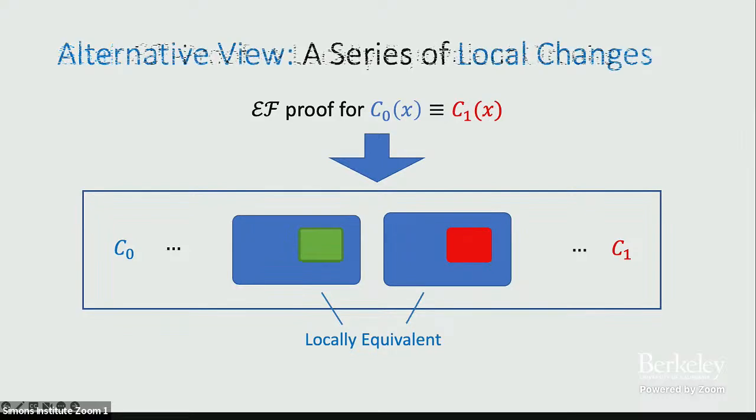Next, I'm going to take an alternative view of this series of circuits. I'm going to view it as a series of local changes, because any two adjacent circuits are locally equivalent. So the transition from one circuit to the next can be viewed as taking a small subcircuit from the entire circuit and replacing it with some functionality equivalent subcircuit. And we apply this series of local changes one by one to the circuit C0. So in the end, we arrive at a circuit C1.